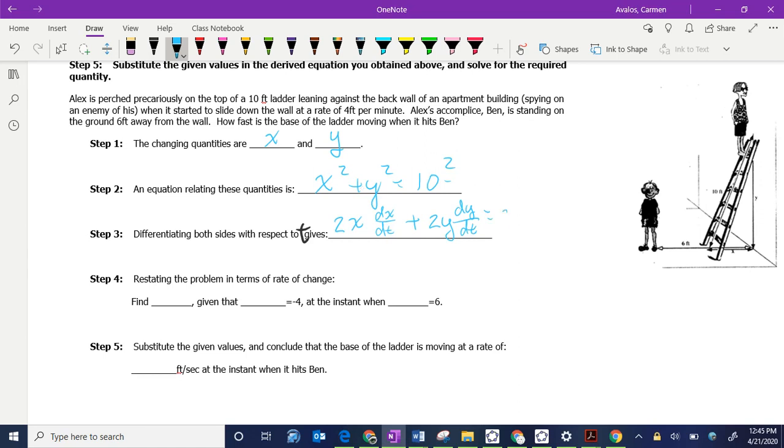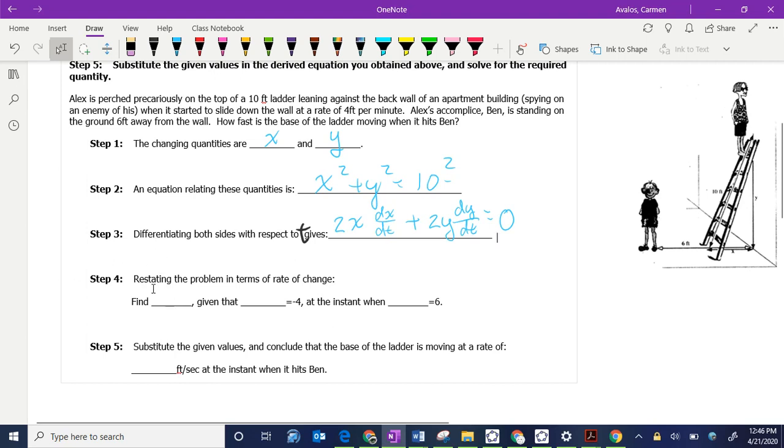And then the 10 squared is just going to be 0, because the derivative of 10 squared, or 100, is still a constant, so it's still going to be 0. So this here is what the derivative actually looks like, because we're taking the derivative with respect to time.